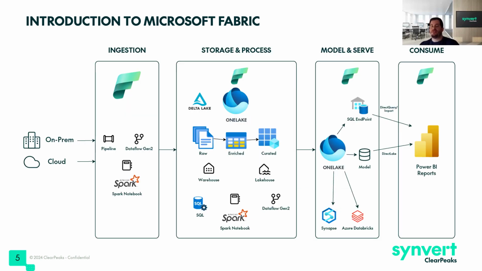But which are the key functionalities we consider of Fabric? Well, first of all, it's an all-in-one analytics solution. But what does it mean? Fabric encompasses data movement, data science, real-time analytics, and business intelligence within a unified platform. On the other hand, we have OneLake. It centralizes all data, eliminating the need of data movement across different experiences.